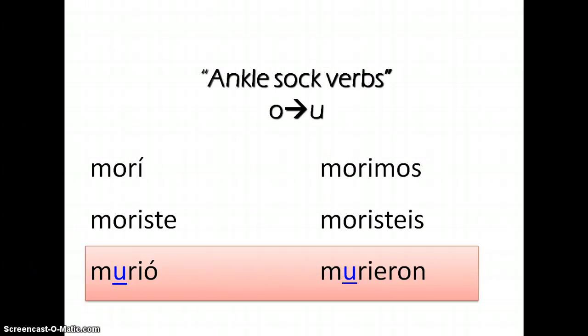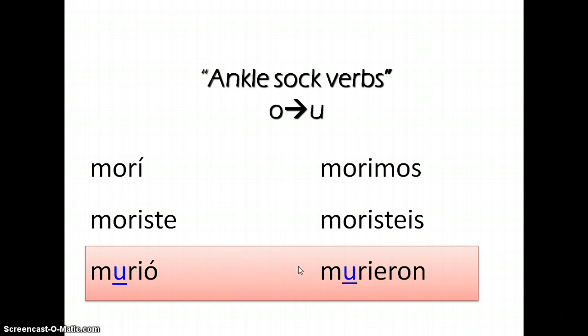A way that I remember these verbs is I call them ankle sock verbs. In the present tense, there are some stem changing verbs that sometimes we would call boot verbs, because when you draw a picture around the irregularity, it looks like a boot. These specific stem changing verbs, I like to call ankle sock verbs, because when you draw around the irregularity, it's like an ankle sock, a short sock.